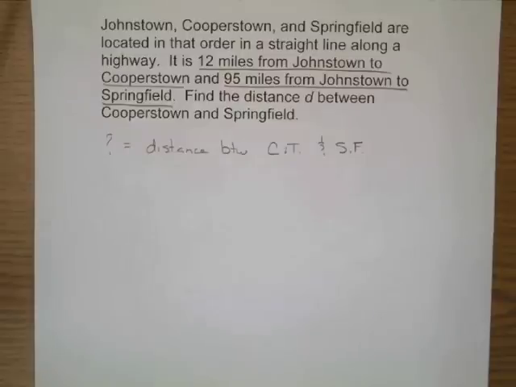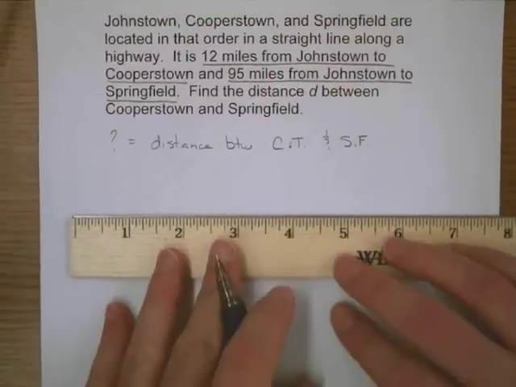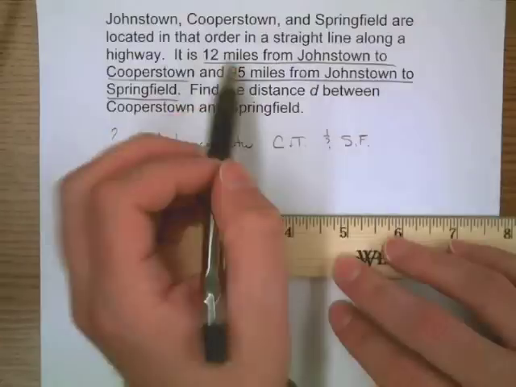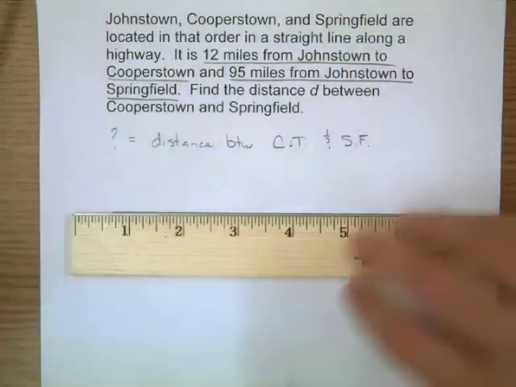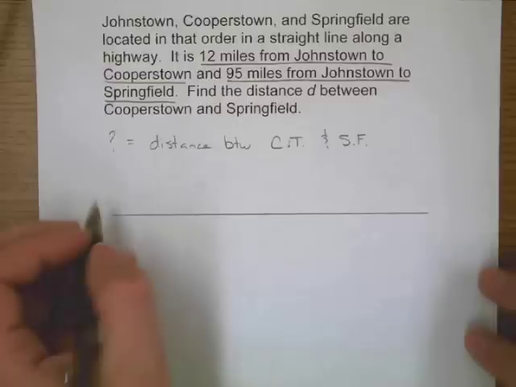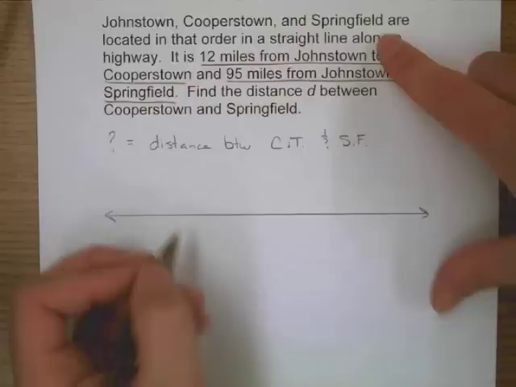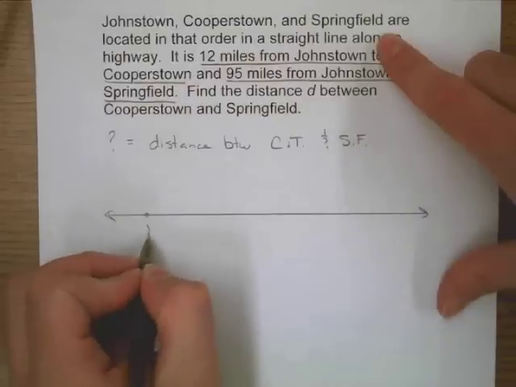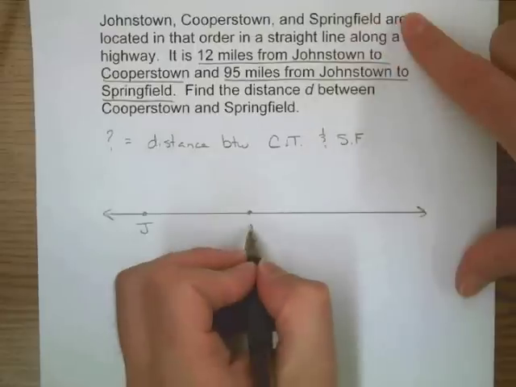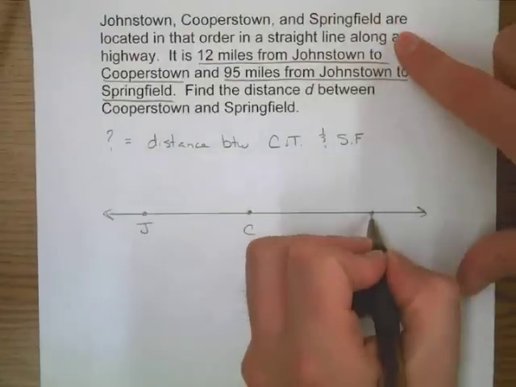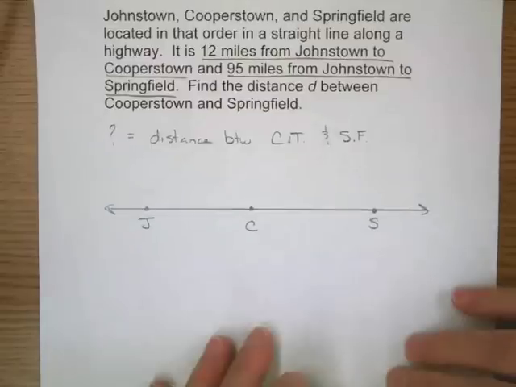Well, this one's a little hard for me to visualize, so I think I'm going to draw out a little picture for myself. And it says that they're located in a straight line along a highway. So I'm going to make myself a highway. Here's my highway. And they're located in order. So the first one is Johnstown, J. The second one is Cooperstown, C. And the third one is Springfield. Designate that with an S.